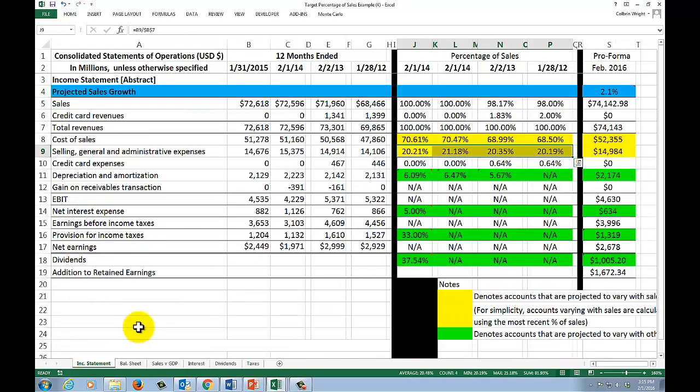Step number 3 is to go ahead and forecast our sales. Now, for now, I'm going to assume that Target sales are going to grow at 2.1%.